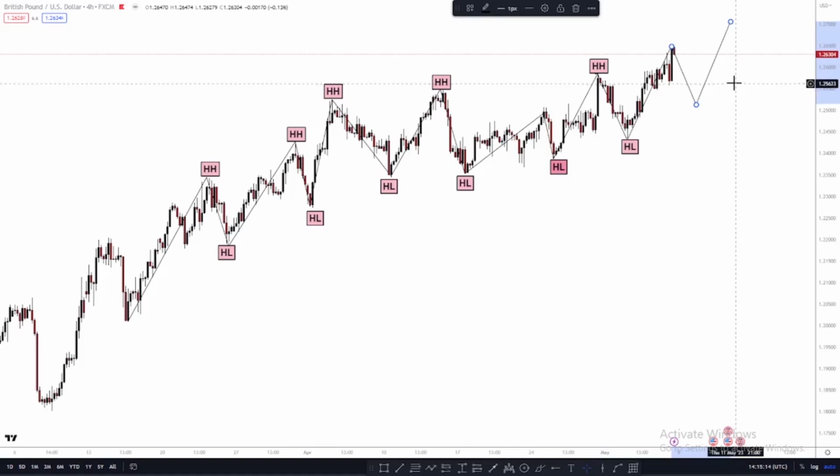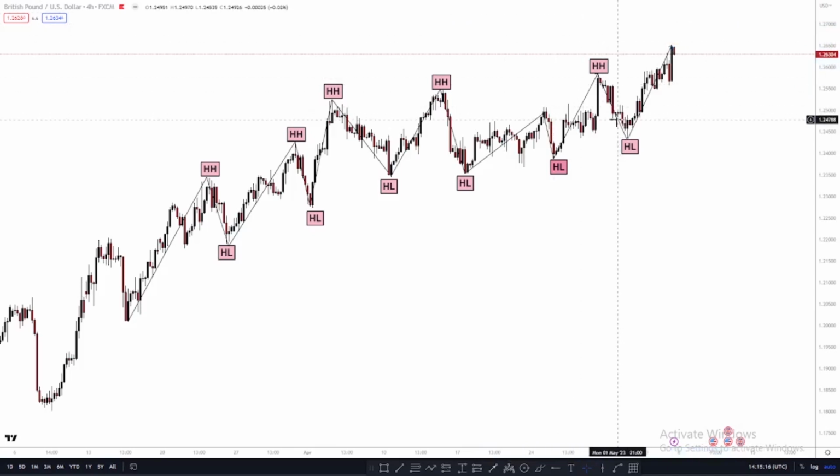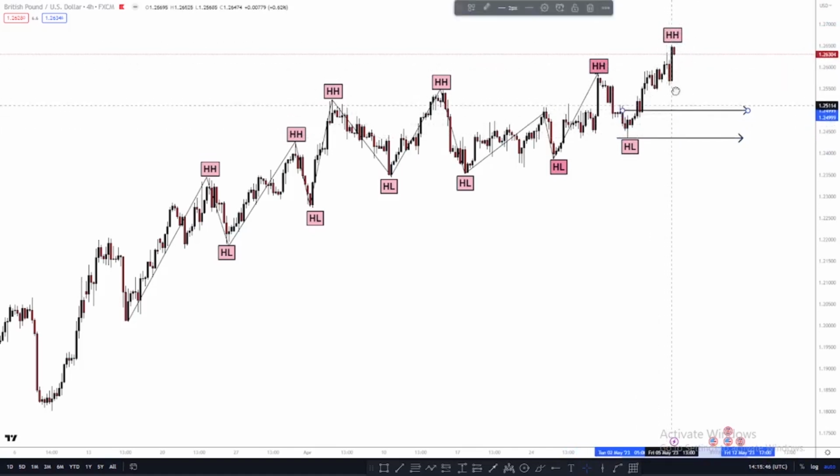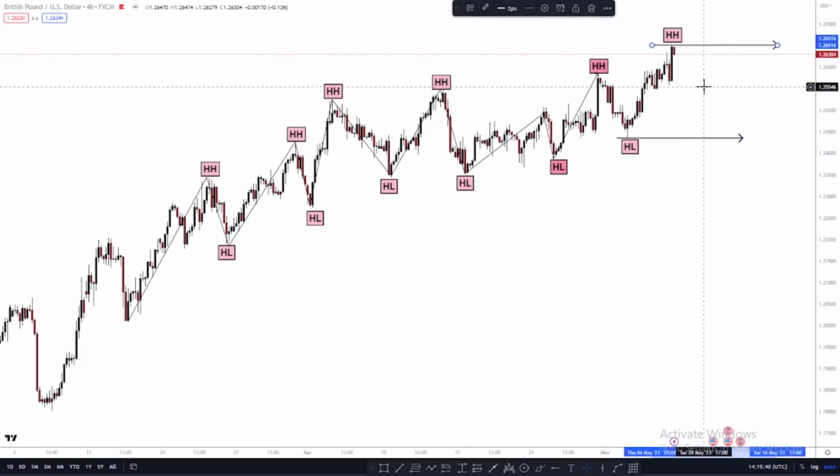Alright? So looking at the chart, where is price trading within? We can see that price is trading within this higher low, good. We can see that price is trading within this higher low and this higher high.